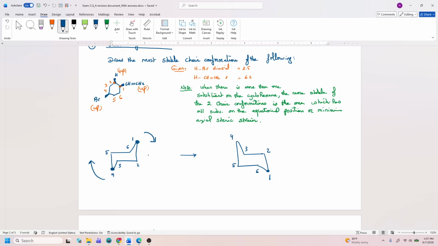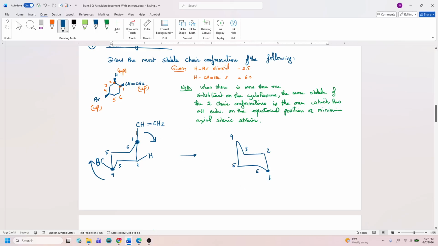So on carbon number 1, you do have the CH double bond CH2 to be up, and up means axial in this type of carbon, carbon number 1. So this is the CH double bond and the CH2 there. Carbon number 2 up is equatorial. This is the hydrogen. And carbon number 4 up is equatorial, and this is the bromine, I'm sorry. It is the bromine in there.